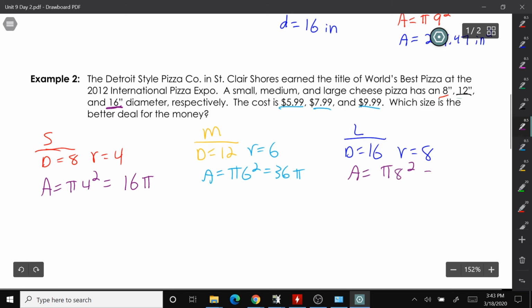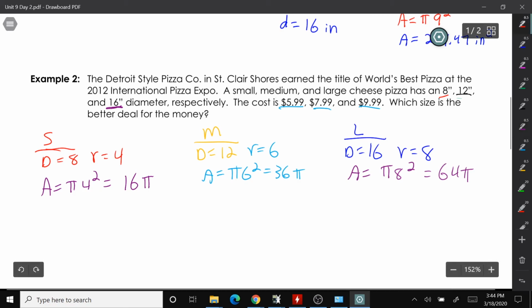Which will give me 64 times pi. Now you could get those as decimals, but you don't have to. We're going to do the same thing regardless. It would just be an extra step, an extra point of error or potential error if we type something in wrong.